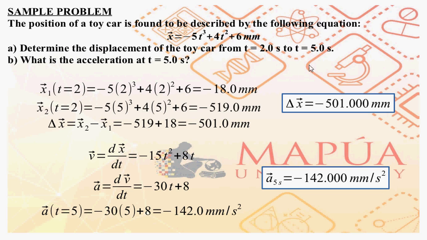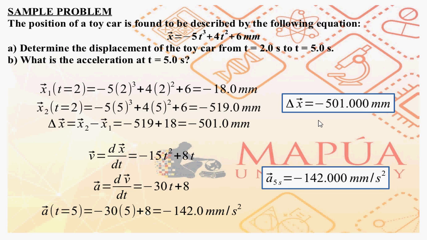Then plug in the final time, t is equal to 5 seconds. Final position: plugging 5 seconds into the equation, you will get the final position to be negative 519 millimeters. Displacement is just final position minus initial position. You get negative 501.000 millimeters.